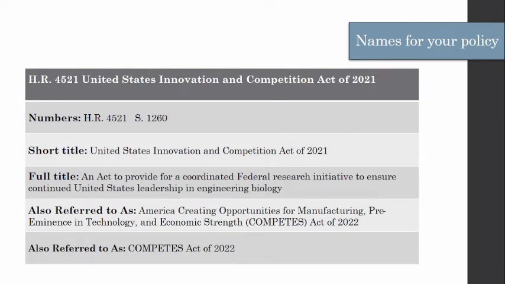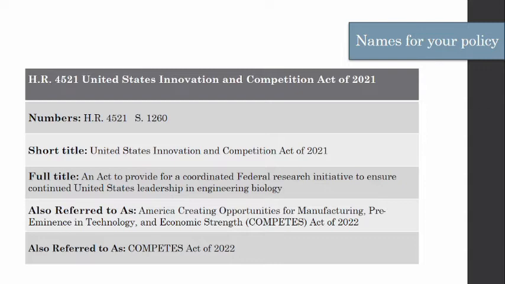Now, the other part about this that's a bit tricky is the name for your policy. The policy in this case that we're using as our example is H.R. 4521, United States Innovation Competition Act of 2021. So you'll see there that we have the numbers. We could search by H.R. 4521, but you'll often find that very few things list the number. I'm not saying don't search with it. Give it a shot because it's the most specific way to refer to it, but often you'll find that it's not used in that way.